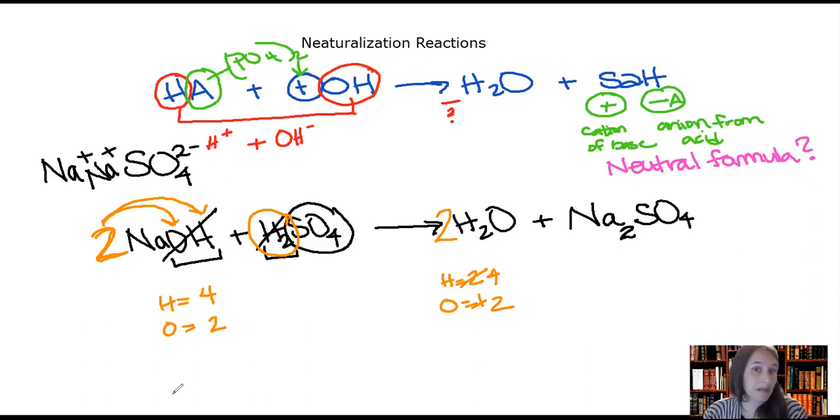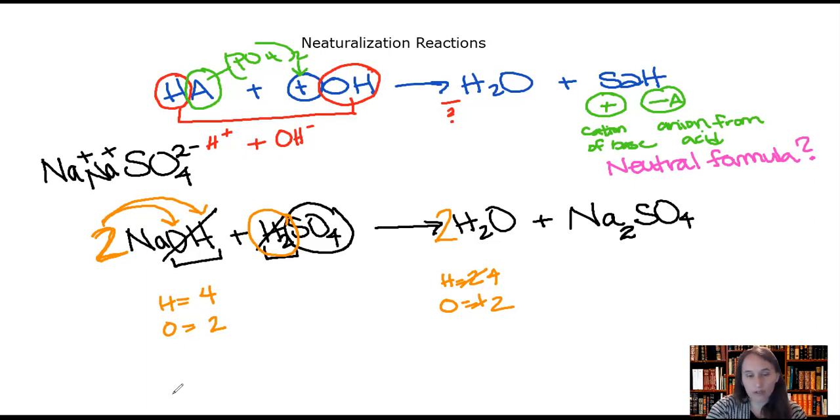But then we do need to make sure we write that formula correctly. Each salt has its own formula. So a salt we have on the reactant side, we can't turn around and assume the same ratio on the product side. We have to do that mental work of going, how many of each do we need to make neutral? And then after we've done that, we can go back and balance.